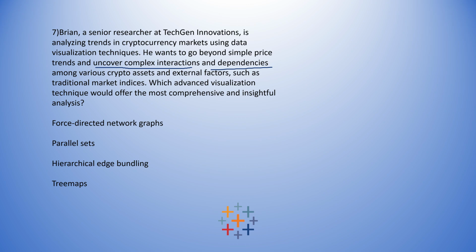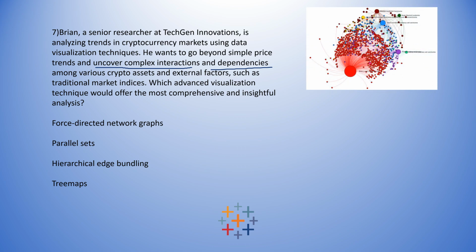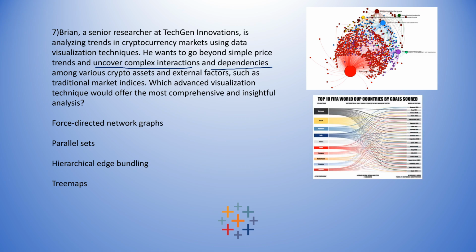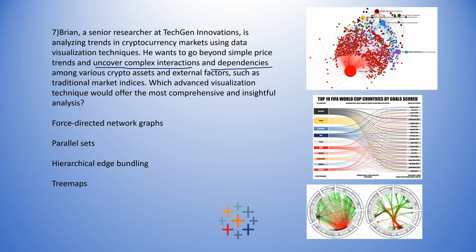Okay, we have four options. Force directed network graphs. So force directed network graphs look like this for your reference. Second option, we have parallel sets. So this is how parallel sets data visualization looks like. Next we have hierarchical edge bundling. So hierarchical edge bundling looks like this. Then the fourth option is tree maps.